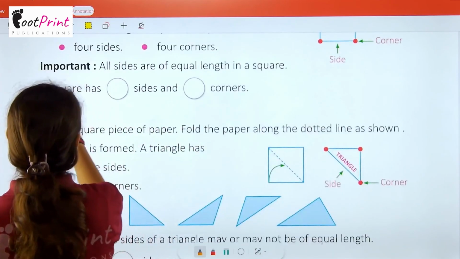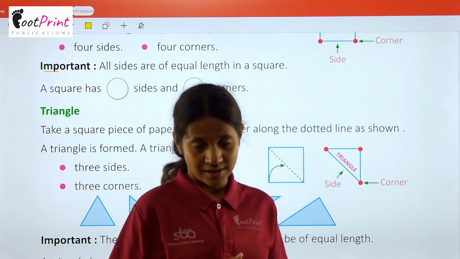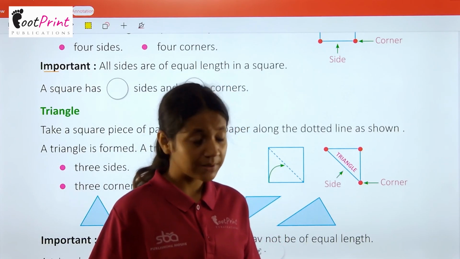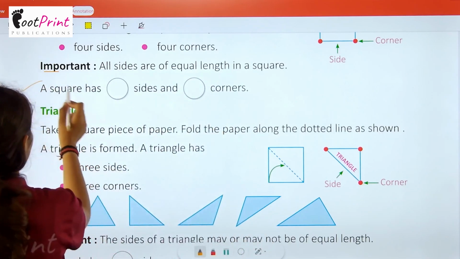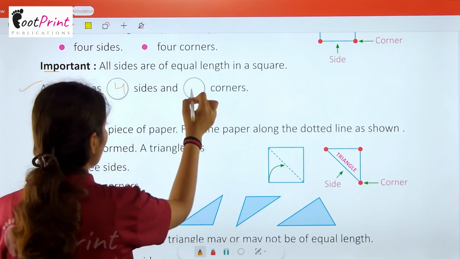Now here what is important is that all sides are of equal length in a square. एक square में सारी की सारी sides जो होती हैं वो equal to each other होती हैं. So here we have a square has dash sides, we know 4 sides and 4 corners as well.